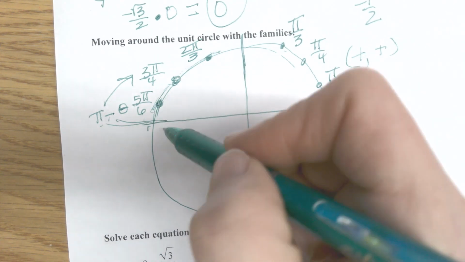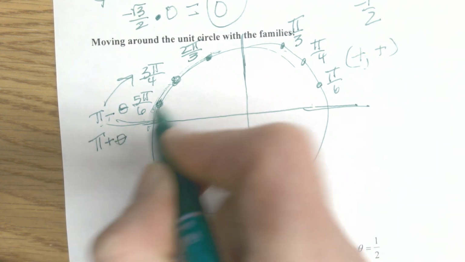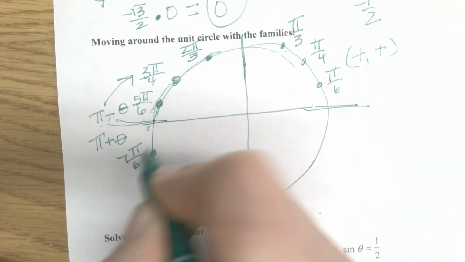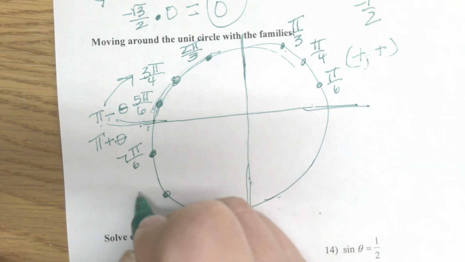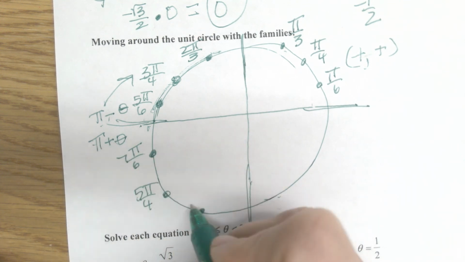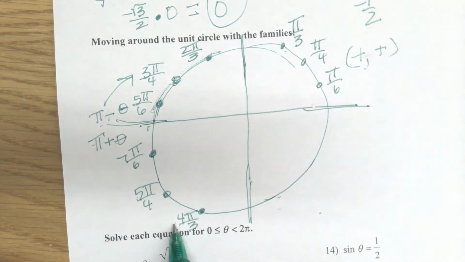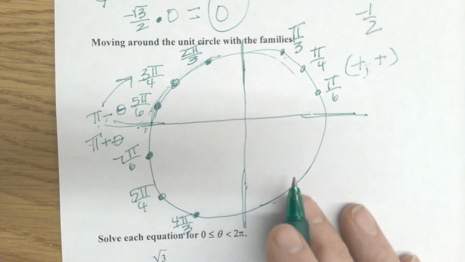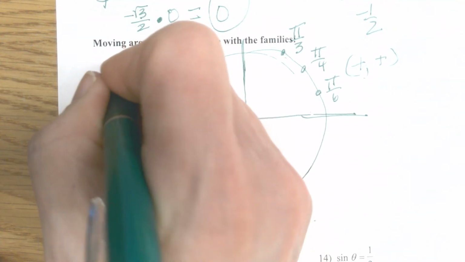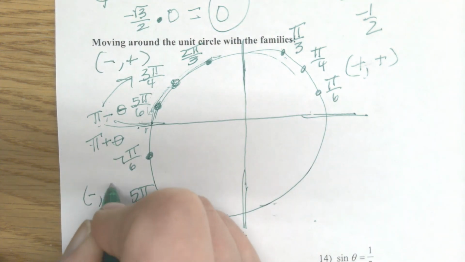Now if I want to move into the third quadrant, then I would do pi plus the angle. So I do pi plus pi over 6, 7 pi over 6, pi plus pi over 4, 5 pi over 4, pi plus pi over 3 is 4 pi over 3. And so those are my third quadrant family members. In the second quadrant, they are negative positive. In the third quadrant, they are negative negative.